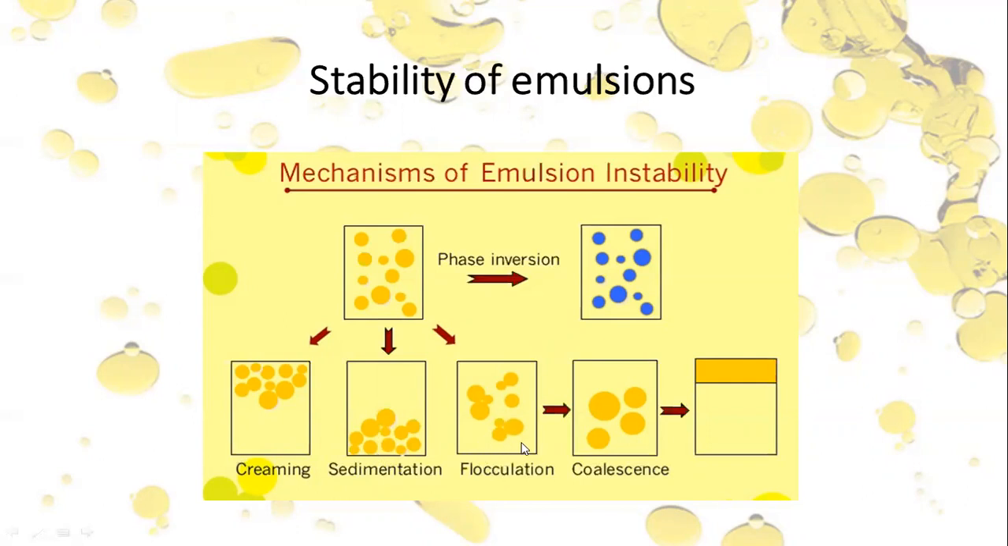And here this is flocculation, where one or two globules come closer to each other and flocs are formed. And here is a picture of coalescence, where two or more globules are attached to each other and form a big globule. So coalescence is occurring here. And this is a picture of breaking. Breaking means the oil part and watery part are totally separated from each other. This is called breaking. So now you understand the total mechanisms of emulsion instability.